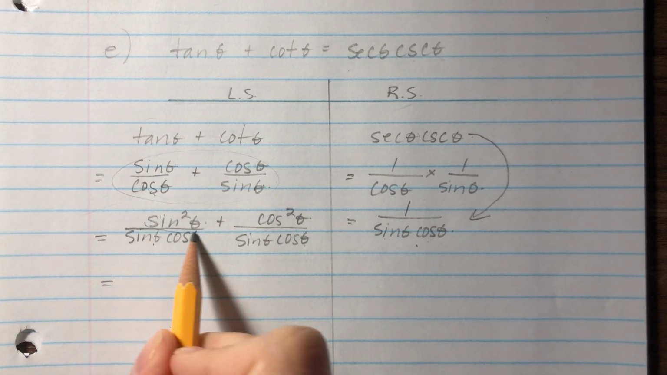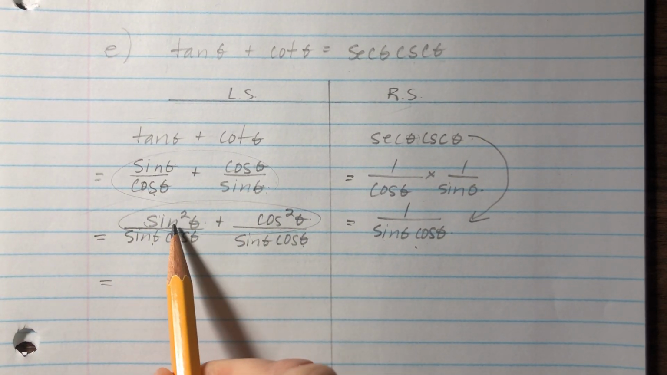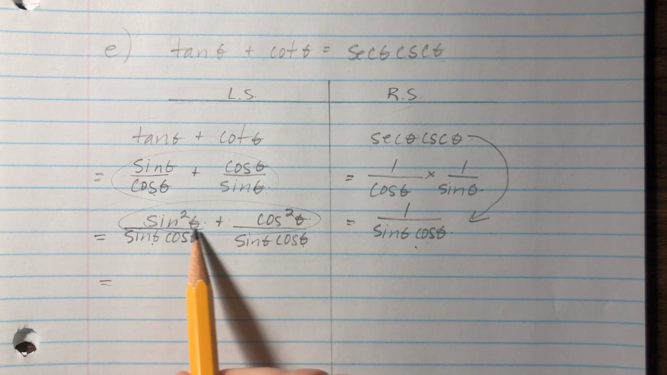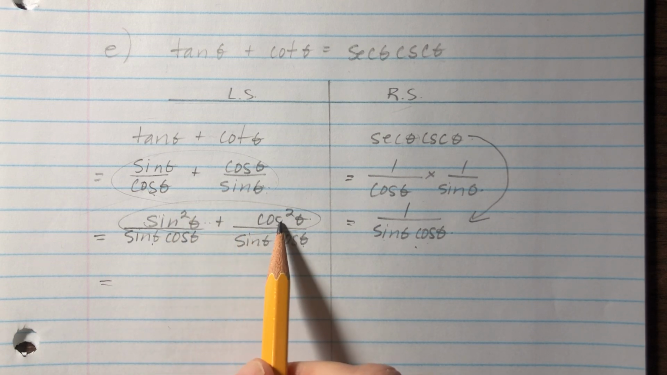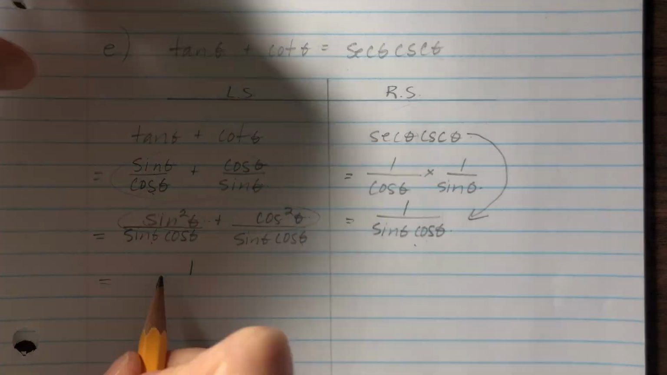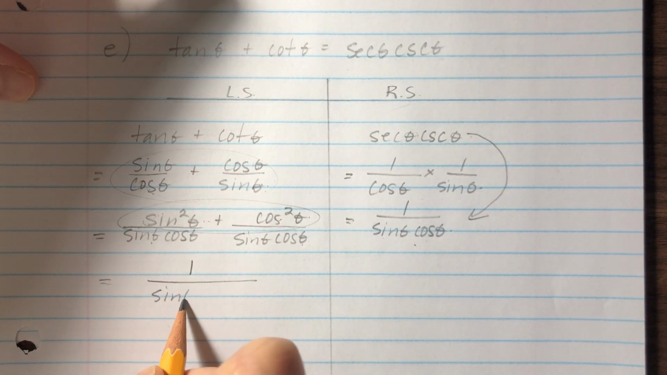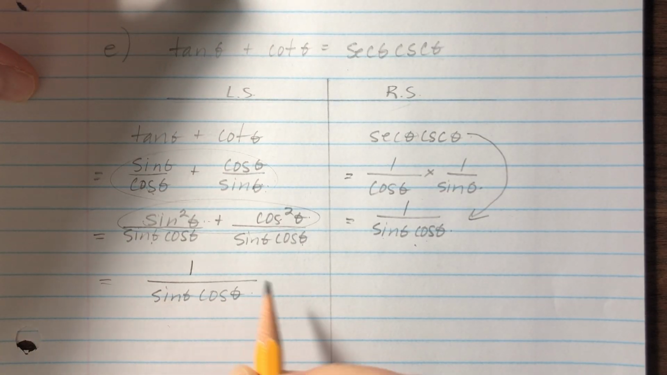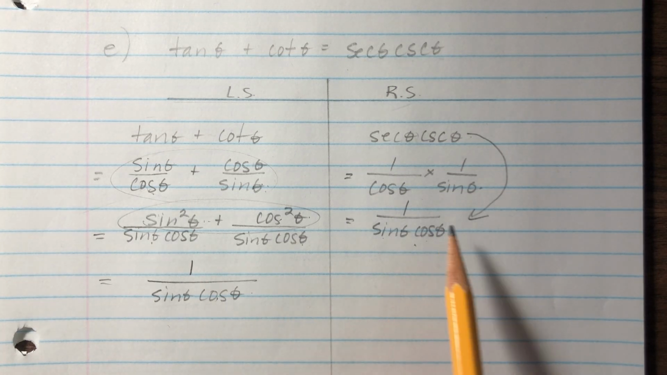And now when I add my numerators, I recognize that this is a Pythagorean identity. Sine squared theta plus cos squared theta is equal to 1. And now the left side looks like the right side.